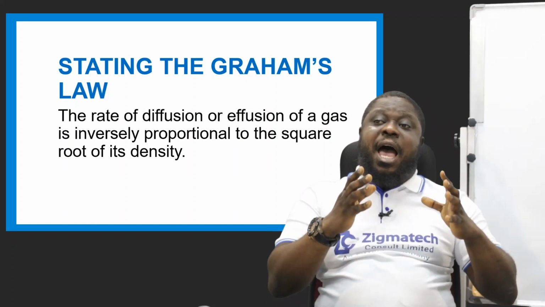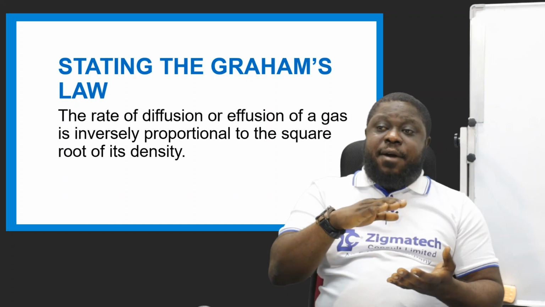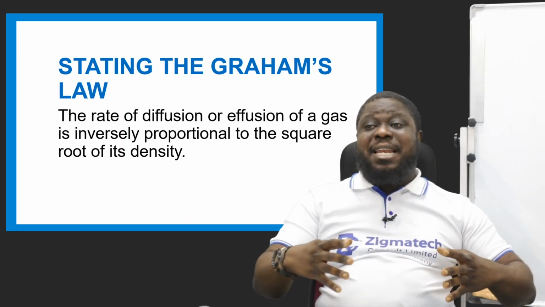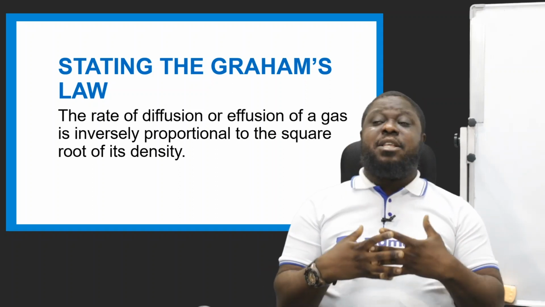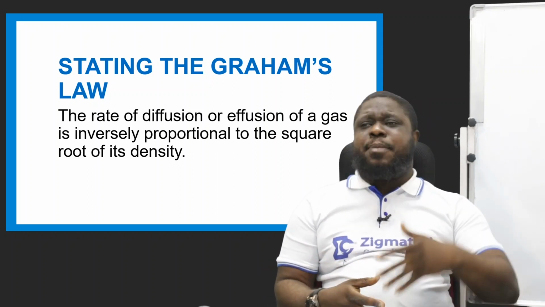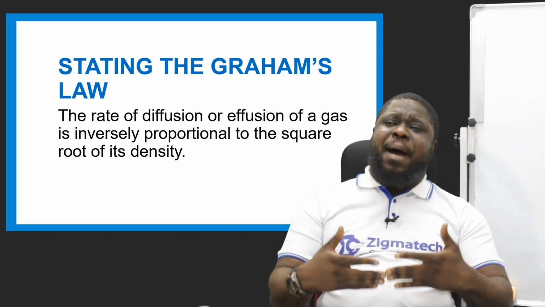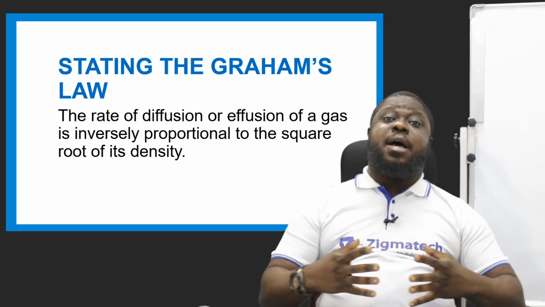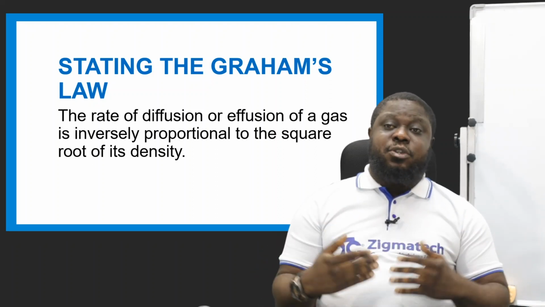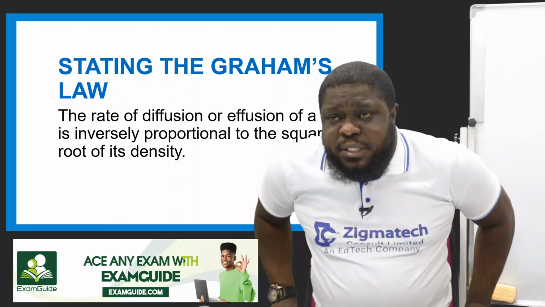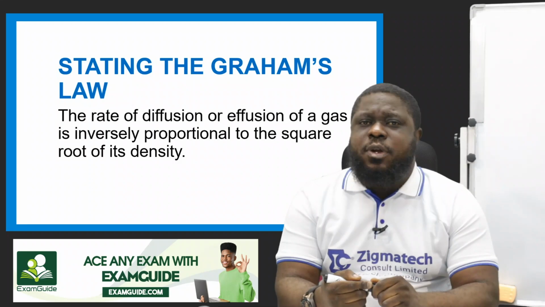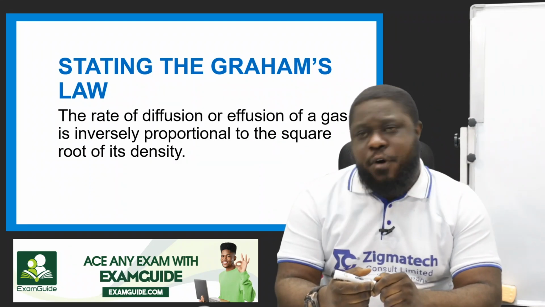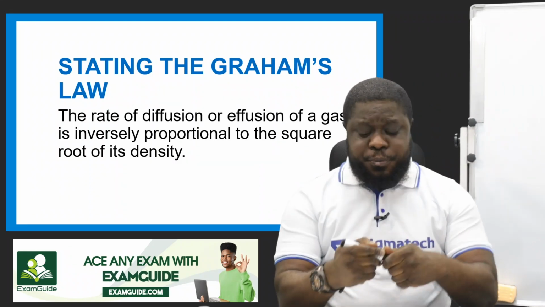As they are expanding, their volume is increasing. As they are compressing, their volume is reducing. So in essence, they do not have a fixed mass. In the process where they are compressed, their mass is less. In the process where they are expanded, their mass is high. So in essence, as they are diffusing or effusing, they cannot be equal to the mass and their volume, which is the density.